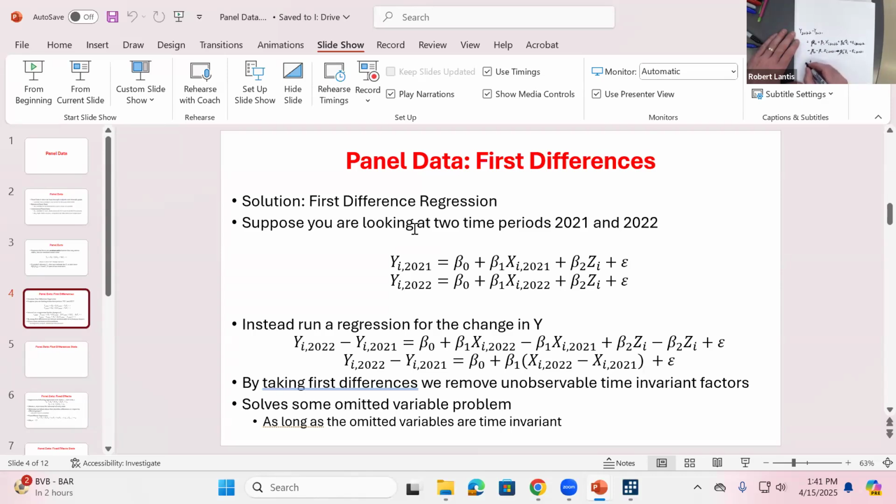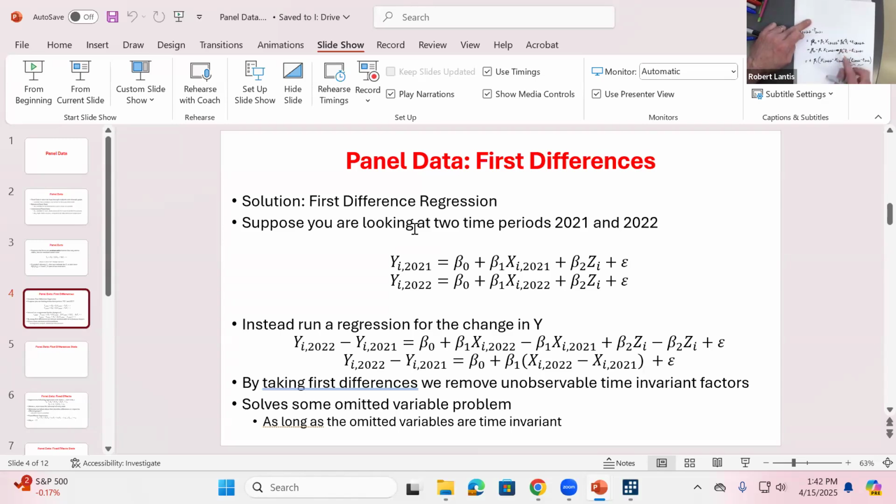I can really think about this as X_i 2022 minus X_i 2021. They were both being multiplied by beta 1, so I'm just rewriting that. Everything else canceled. What am I left with here? Well, I've got this error from 2022 minus the error from 2021. I can really just think of this as a different error term. It's the difference between errors, but if the errors are random, it's just going to be some new random error. So essentially, by taking this first difference approach, I've eliminated all those time invariant factors that I didn't even have data on.